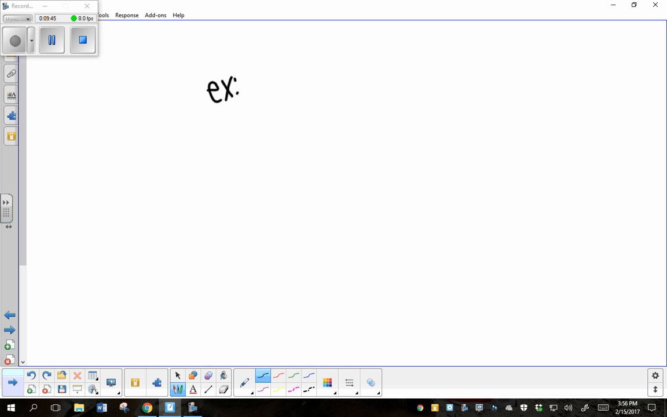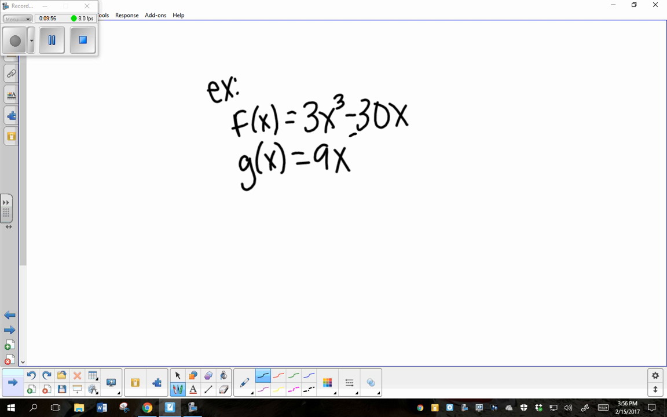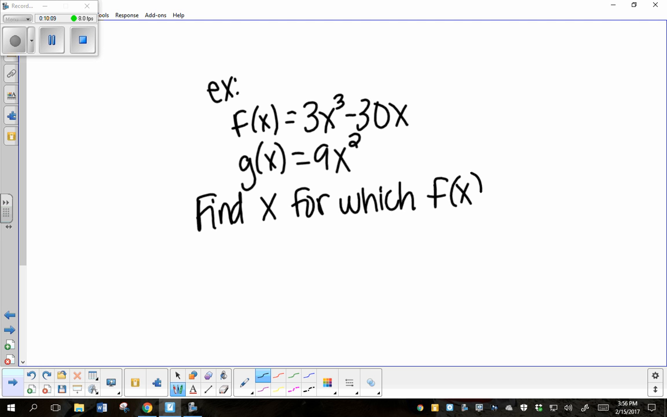So we are going to have two polynomials here. f of x is 3x cubed minus 30x, and g of x is 9x squared. My instructions are going to be: find a value of x for which f of x equals g of x. So I want to know, when are those two polynomials going to be equal to each other?